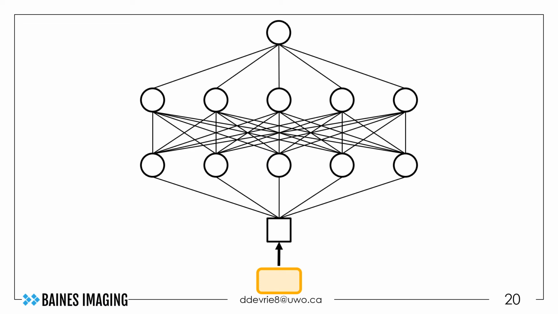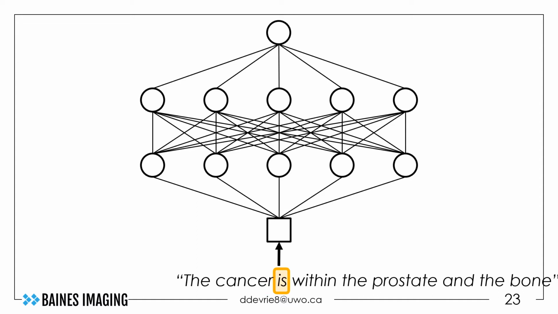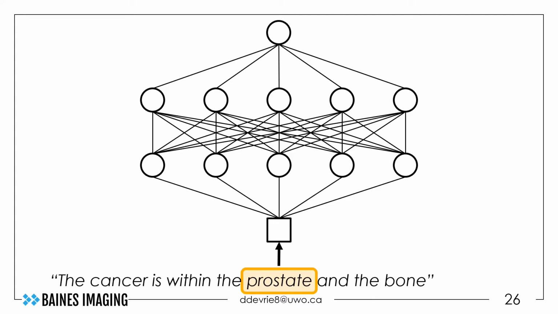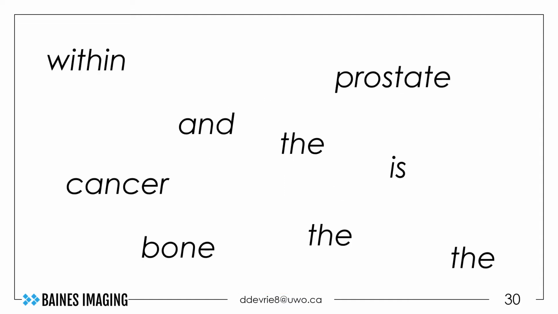So again, we have our two hidden layers in our network, fully connected, and a single input. So then we could take our sentence and we'd first feed in the word "the", and we'd get a classification. The cancer is within the prostate and the bone. So simple enough to feed it through the network. And we don't have any of these problems of very large inputs or inputs that are missing. We could just feed it in for each of the words.